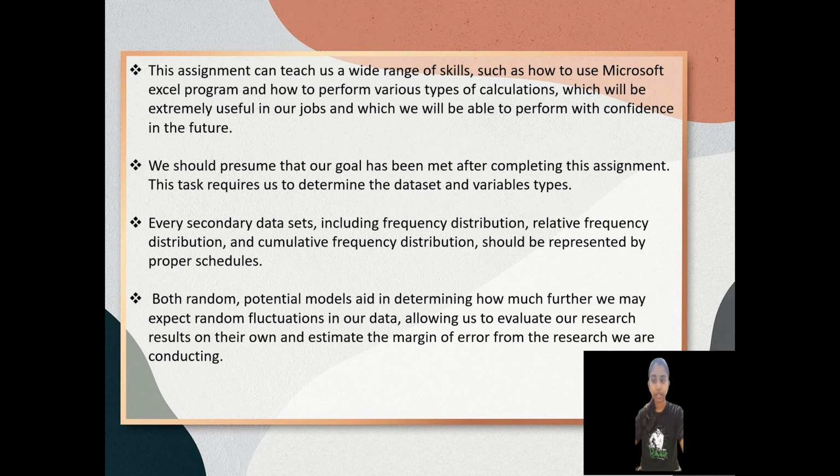Lastly, both random potential models aid in determining how much further we may expect random fluctuations in our data, allowing us to evaluate our research results on their own and estimate the margin of error from the research we are conducting.